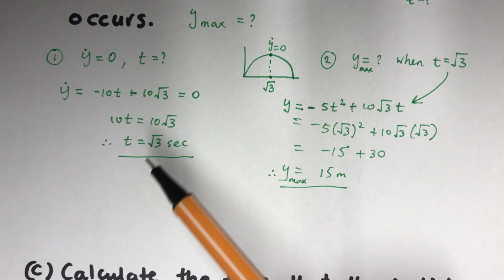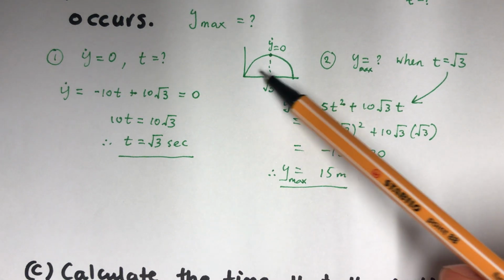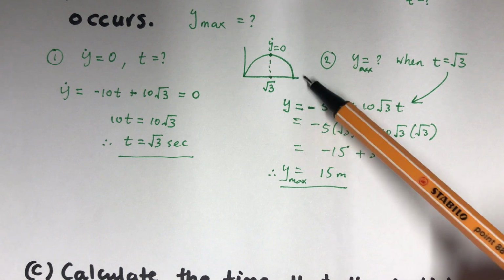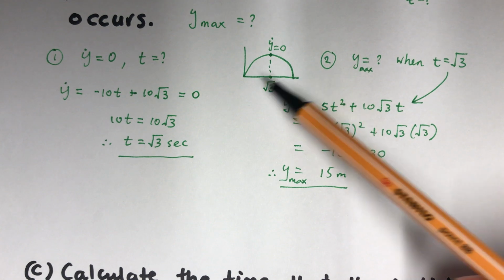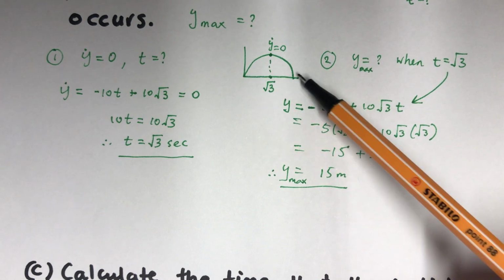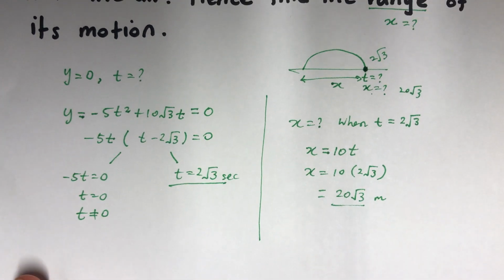Now, if you look at it, the time is almost double. Well, not almost double, it's double. Yeah, it makes sense, isn't it? If this was 0 time and this took root 3 seconds, this has to be double from here. Okay, because it's a parabola, it's symmetrical. So it's 2 root 3. That's what happens. Okay, all right.